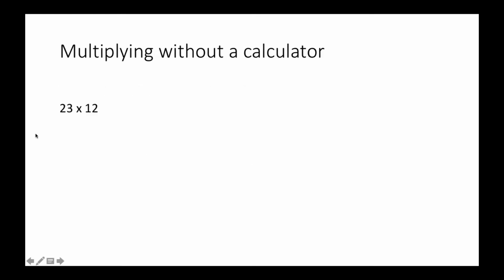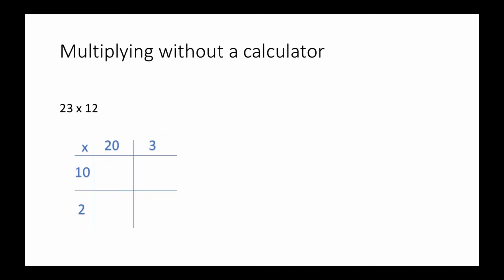Doing 23 times 12. We're going to look at the grid method first. I'm going to draw a grid and split my 23 and my 12 into tens and units. You might have remembered that from school, and obviously if you're using money on a regular basis it should be quite easy for you to do this. So you've got 23, so 20 would go in one column and 3 in the other, and then you've got 12, which is made up of 10 and 2, so 10 in one and 2 in the other.